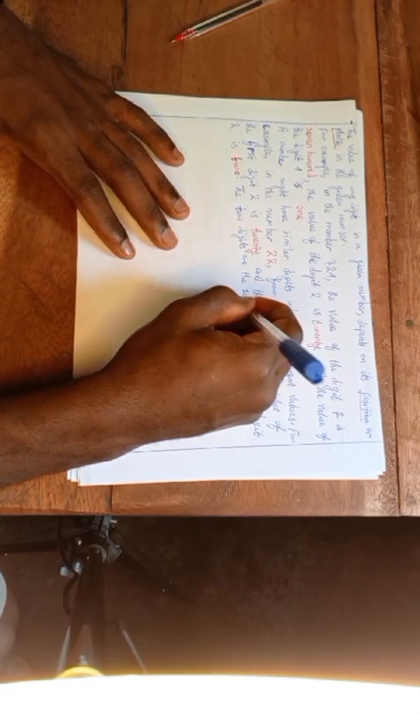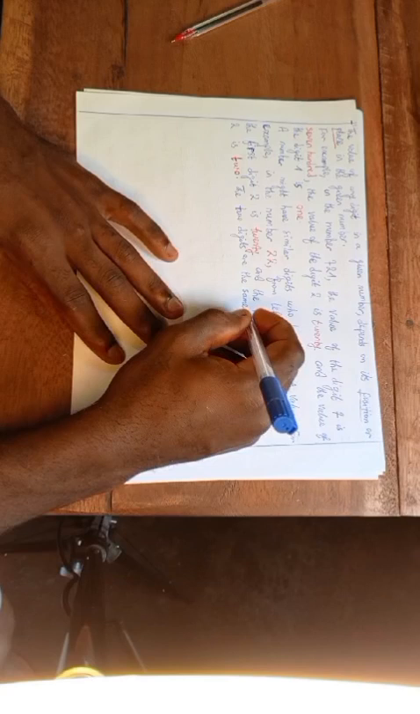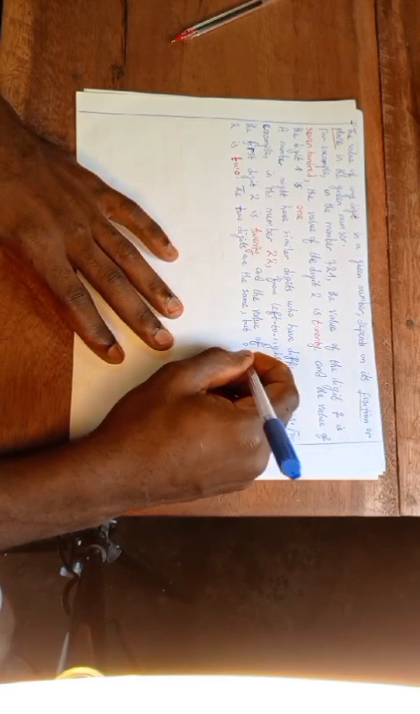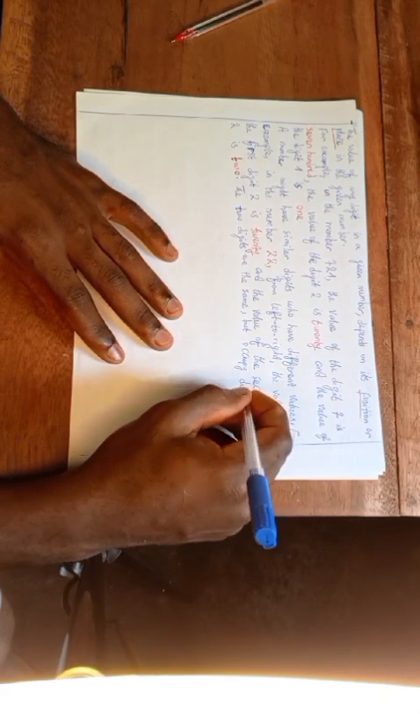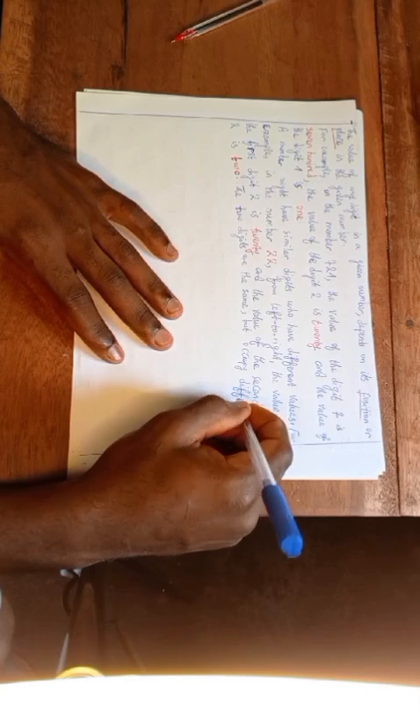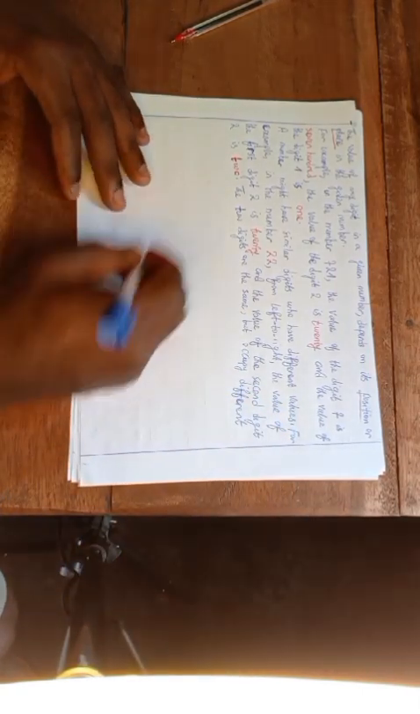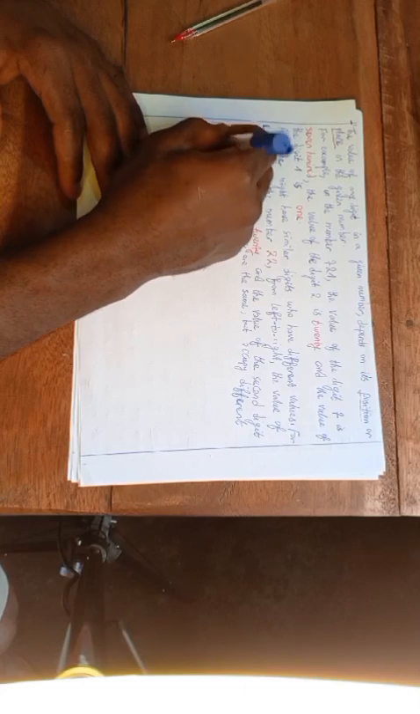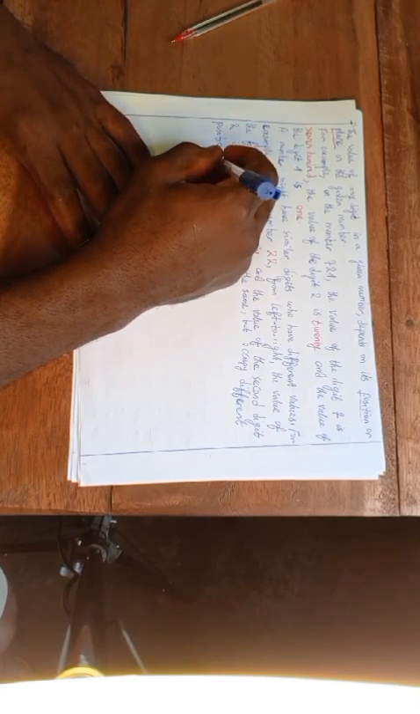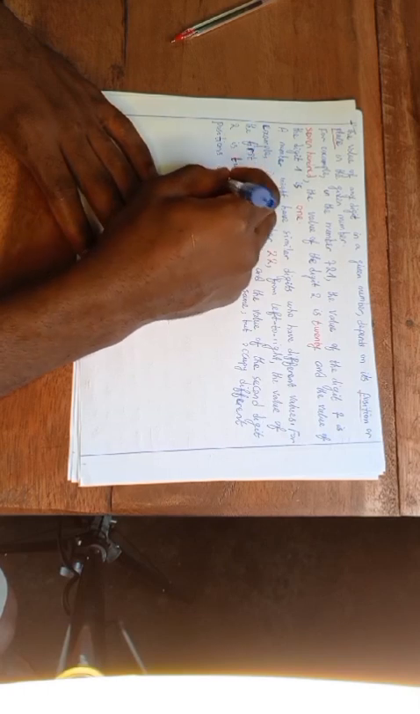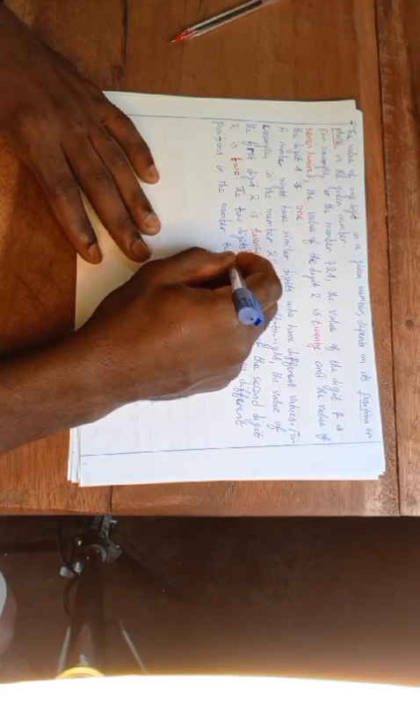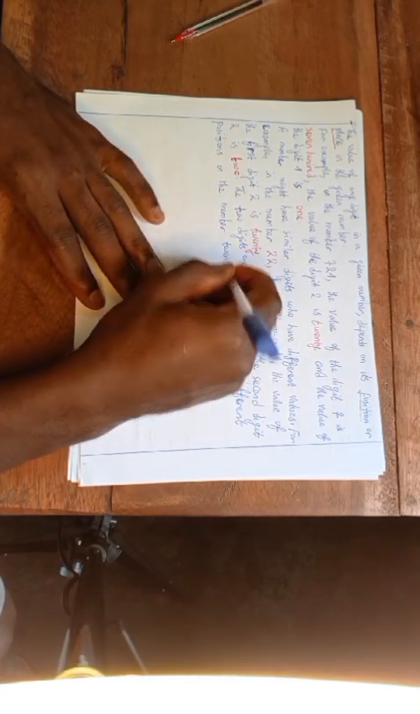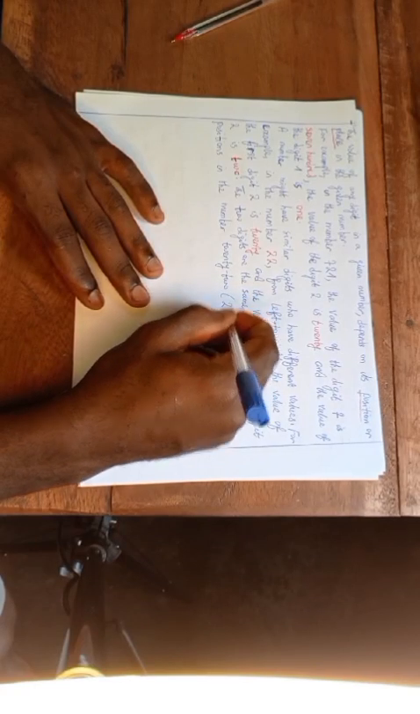Let's continue. The digits are the same. You can see those digits, they are the same, but occupy different positions in the number 22.